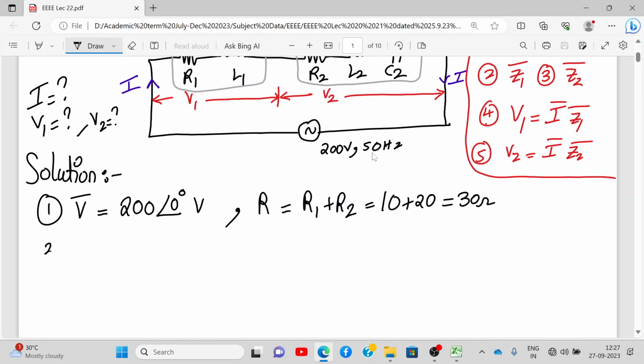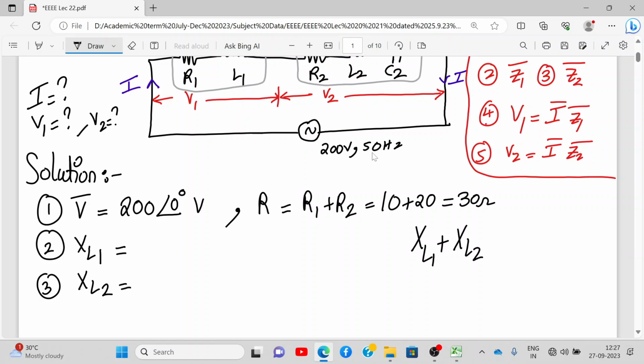Now, calculate XL1 and calculate XL2. You cannot add, see, if you are thinking like we have added resistance, we can add inductance also. Wrong. You cannot add. What can you add? You can add XL1 and XL2. You cannot add L1 and L2. Are you getting it? So first calculate XL1 and XL2.